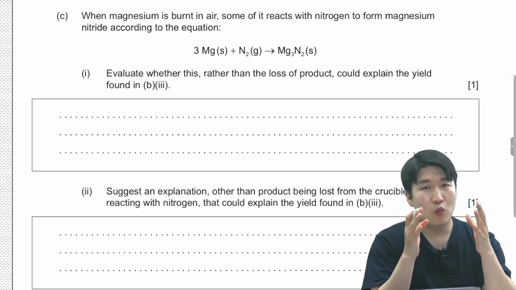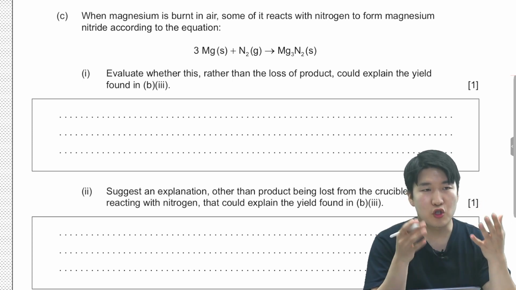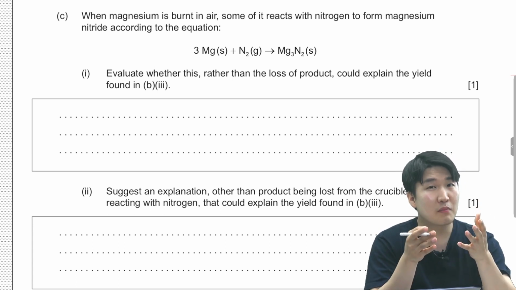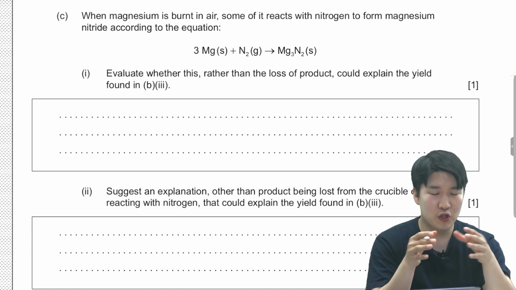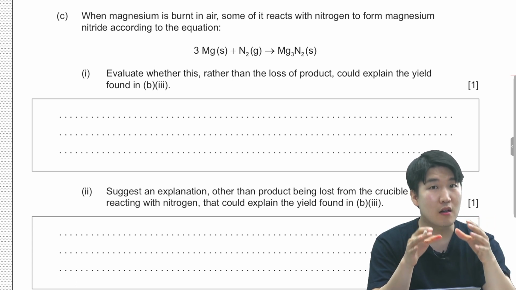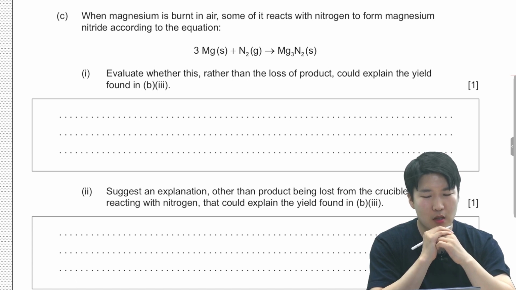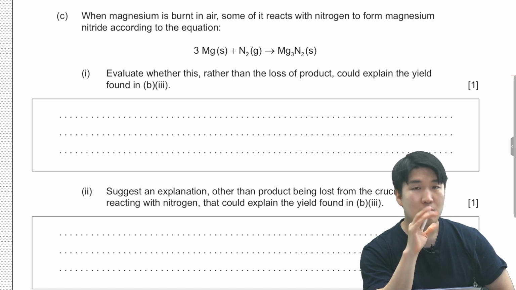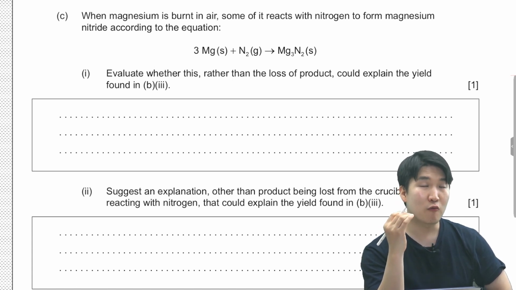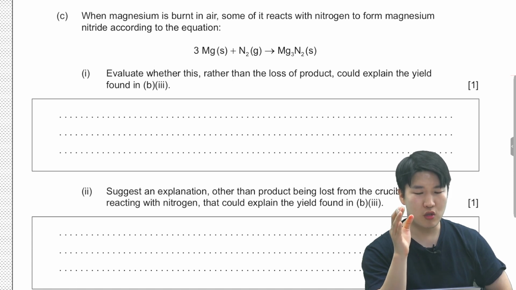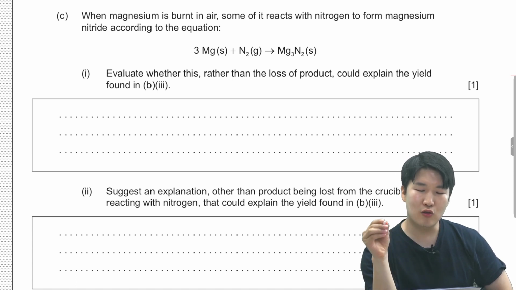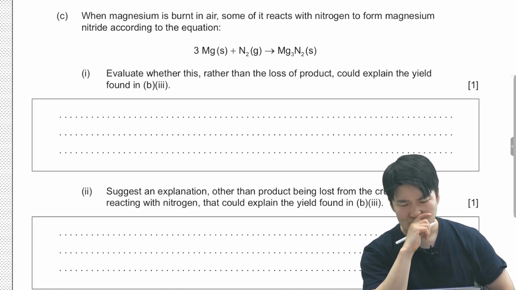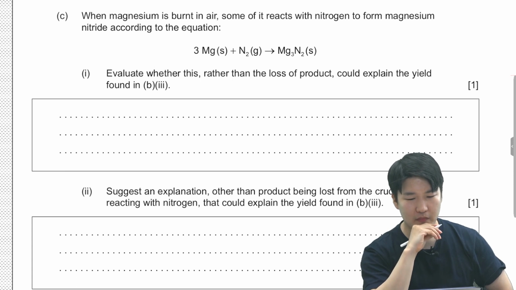Now we're going to look at one of the reasons why we haven't achieved 100% yield. Apparently that's because instead of reacting with oxygen, magnesium has reacted with nitrogen to form magnesium nitride. So we haven't lost any magnesium oxide, but instead we have formed magnesium nitride. And this somehow leads to a decrease in the mass of product. How? Well, here's the reason why.